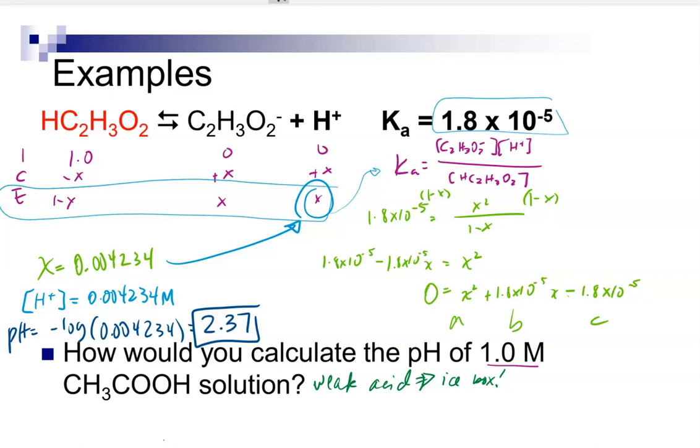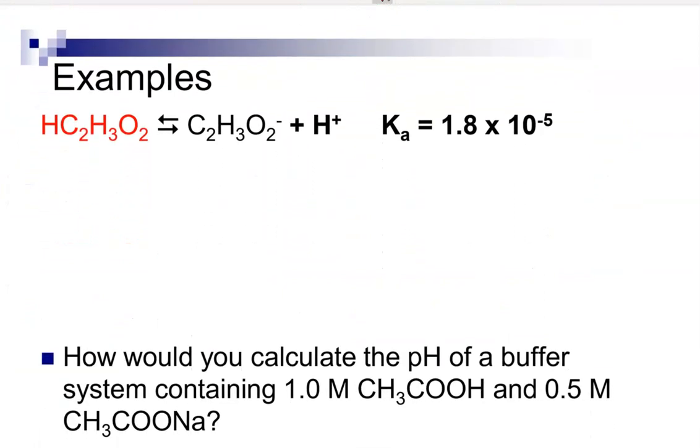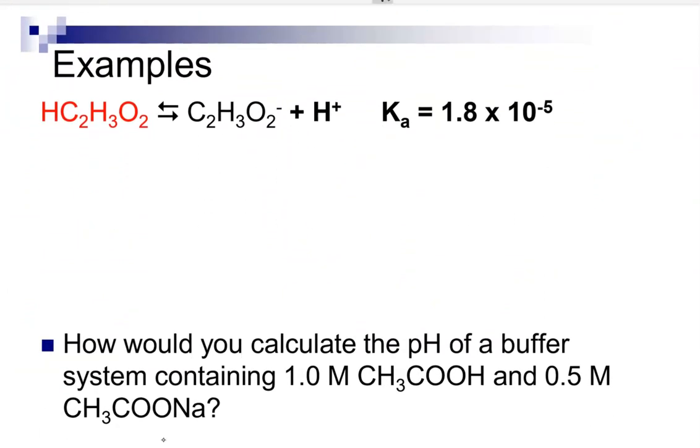That's just a review. Now how are we going to change it? What's a buffer? A buffer is a mixture of the weak acid and its conjugate base. Conjugate base is here, the weak acid is here. So what a buffer would look like, scroll down, is if we had our same acetic acid solution, but we added a considerable amount of sodium acetate.